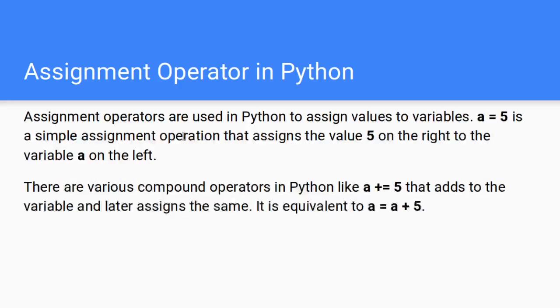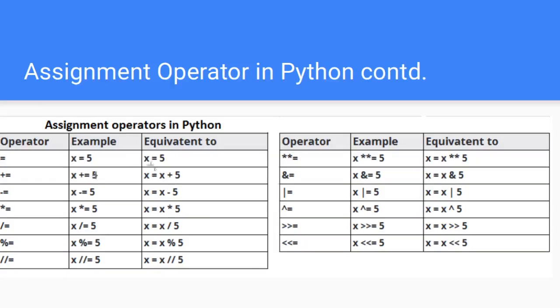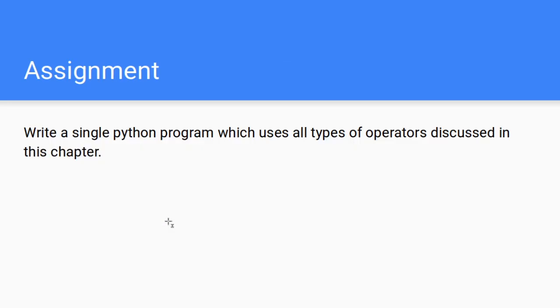The assignment operators are used in Python to assign values to variables. Let's look at a equals 5. It's a simple assignment operation that assigns the value 5 on the right to the variable a on the left. Here is a list of operators in Python and what the equivalents are. Take a look at those at your leisure. And the assignment is to use them in a program.